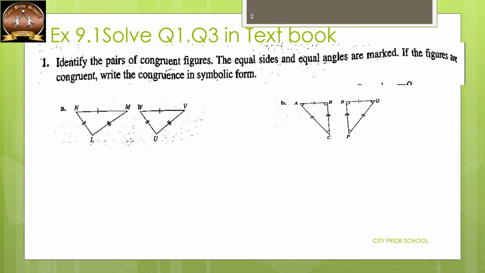So, the answer here will be triangle LMN is congruent to UVW. You can see that the congruent sign is written, and since side LM is congruent to UV, we are writing it as triangle LMN is congruent to triangle UVW.